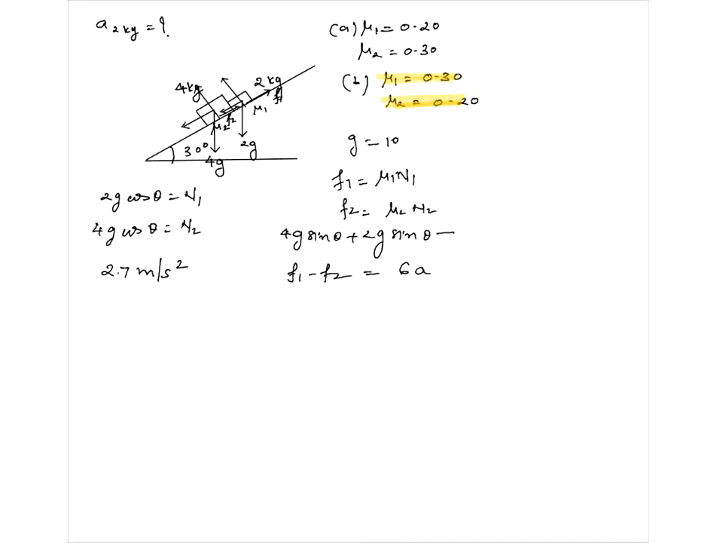Tan 30 is 1.7 by 3. Let's say nearly 0.6. It is much more than mu values. There is no reason for anybody to be at rest. They should be moving for sure. But will they move together, or 4 kg block will go too quickly, 2 kg block will go too slowly, so they will separate from each other.